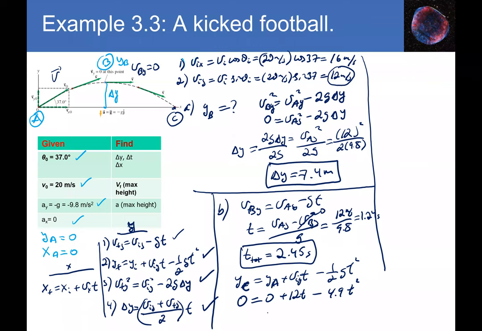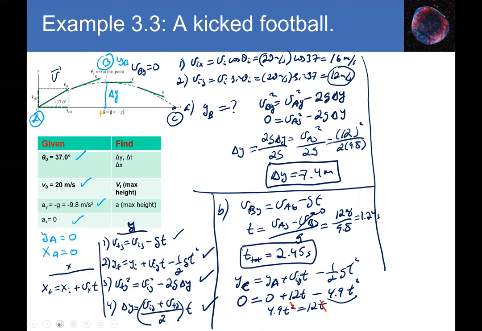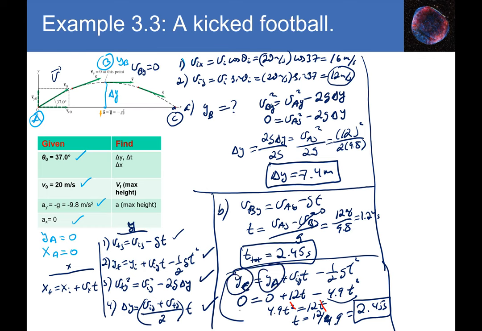Then what I can do here is, you can see, 4.9 t squared equals 12 t, moving this one to the left. Then I can cancel the t. And so for time, t equals 12 over 4.9. So 12 over 4.9 is exactly the same, 2.45 seconds. That means I could also use this method to find the time using just one equation. And it's easy because final and initial positions were the same, so it's 0 and 0, so I don't even end up with a quadratic equation. So that's the time it takes to go from point A to point C.